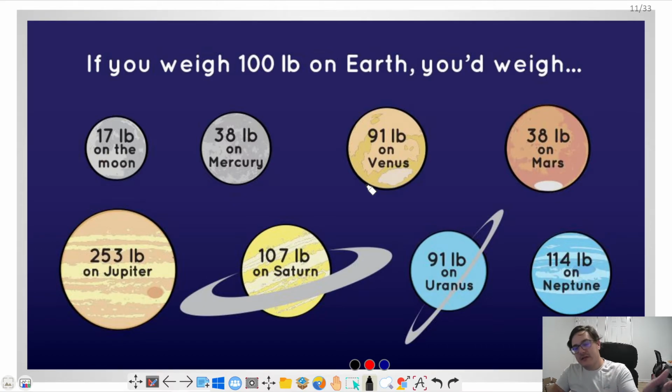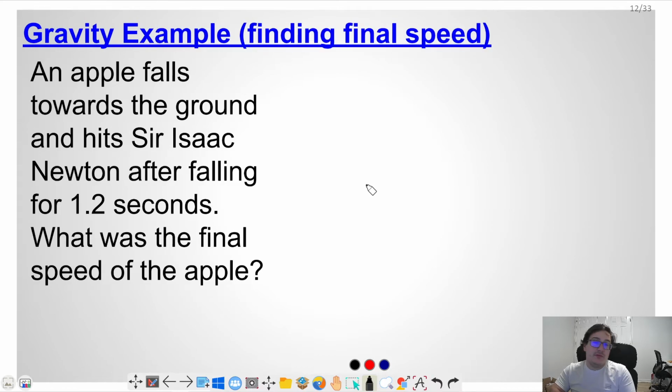Watch that video. This kind of unpacks a little bit more. I'm just going to walk through these last two examples, and we'll call this done. An apple falls towards the ground, hits Sir Isaac Newton after falling for 1.2 seconds. What was the final velocity of the apple?